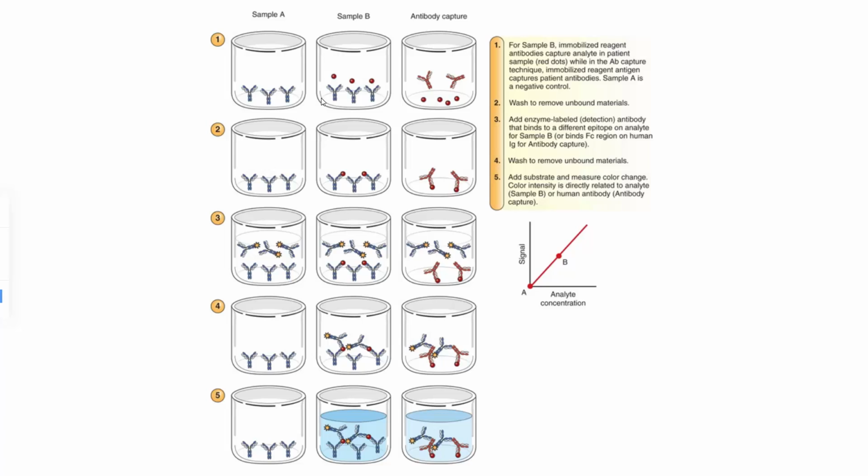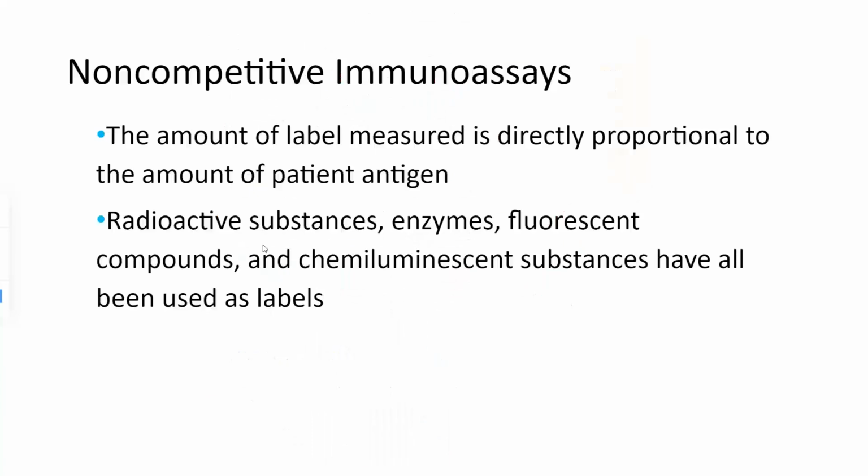Then we add the patient sample. If the patient sample contains that antigen, then the antigen is going to bind to those antibodies. Sample A on the left does not have the antigen. Sample B on the right does have the antigen. So when we add the patient sample, nothing's going to bind here, but the antigen is going to bind here. Then we add this labeled antibody. As I mentioned previously, this label can be radioactive substances, enzymes, fluorescent compounds, and chemiluminescent substances.